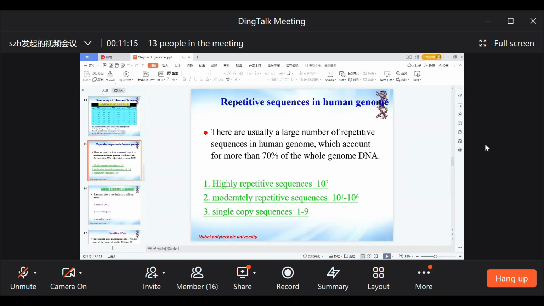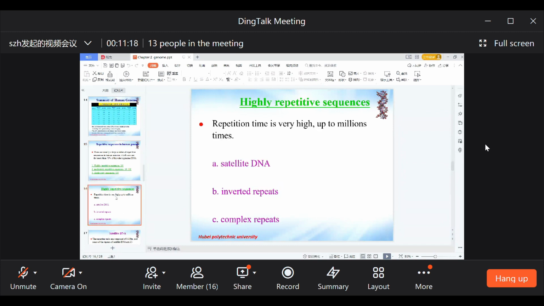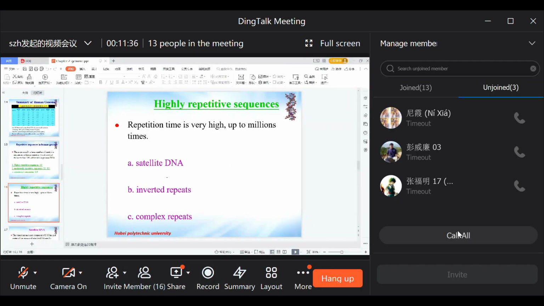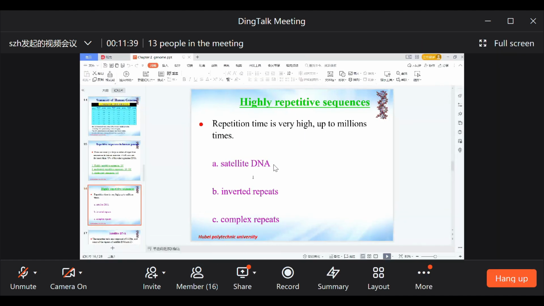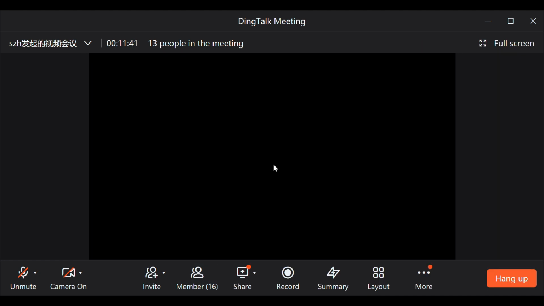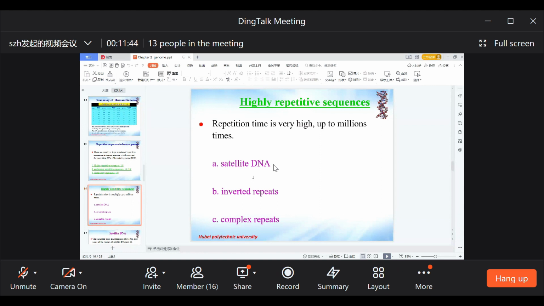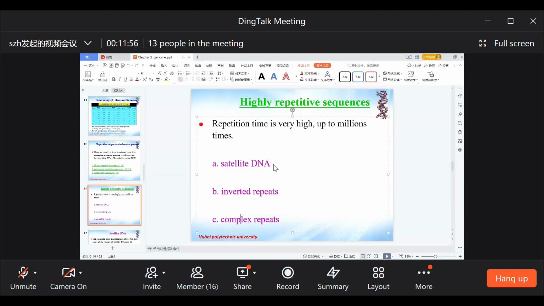Here we studied this part. You can see for the highly repetitive sequence, the repetition times is very high, up to millions of times. Here at the start we find satellite DNA, it is the highly repetitive sequence. And secondly, you can see the inverted repeated sequence. And another one, the complex repetitive sequence.